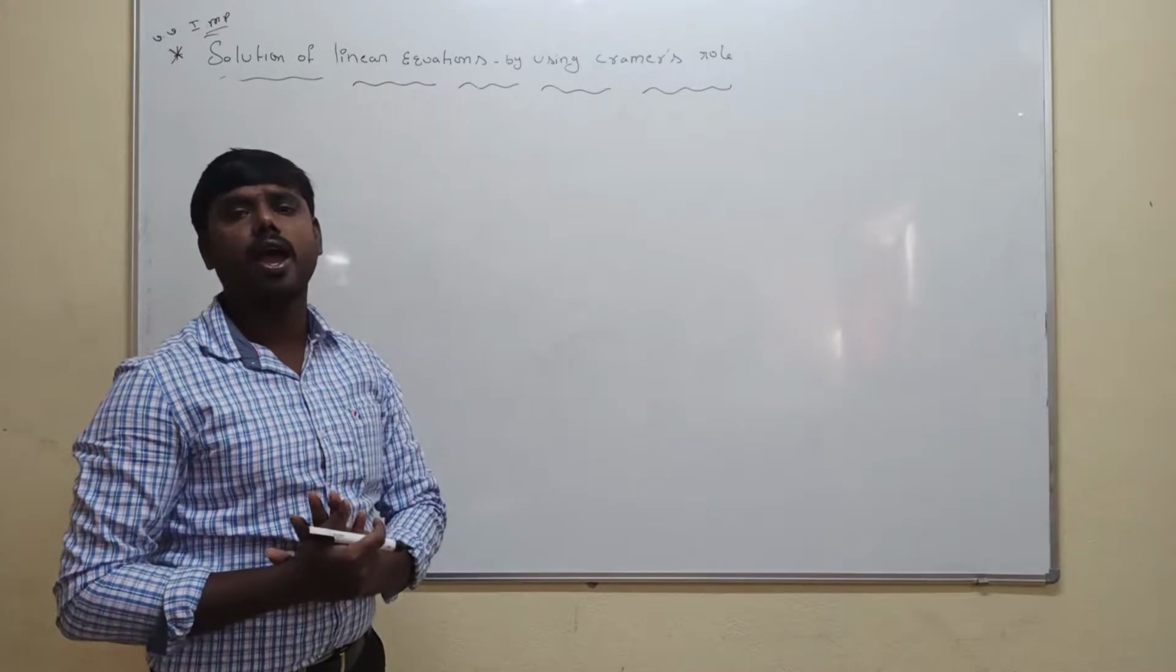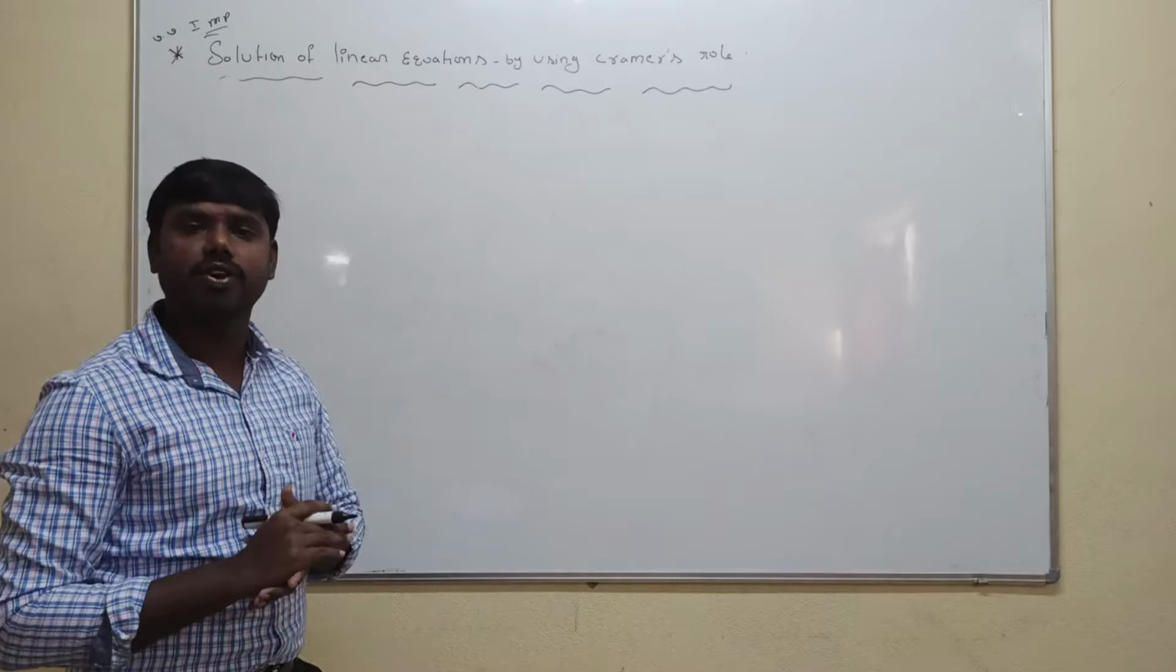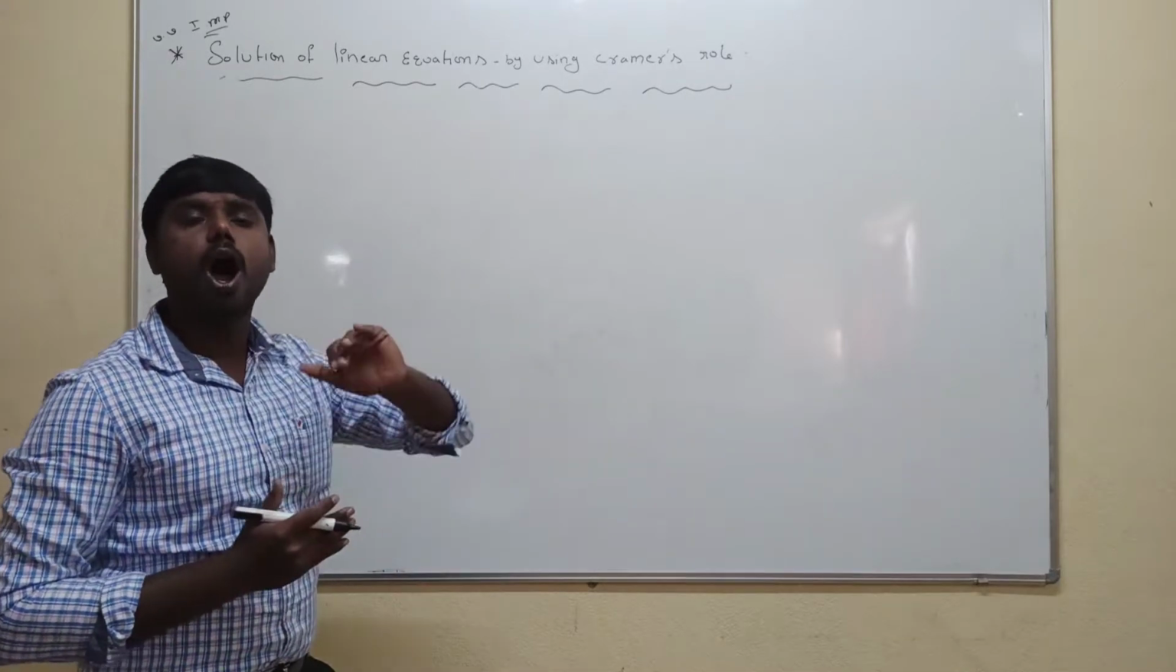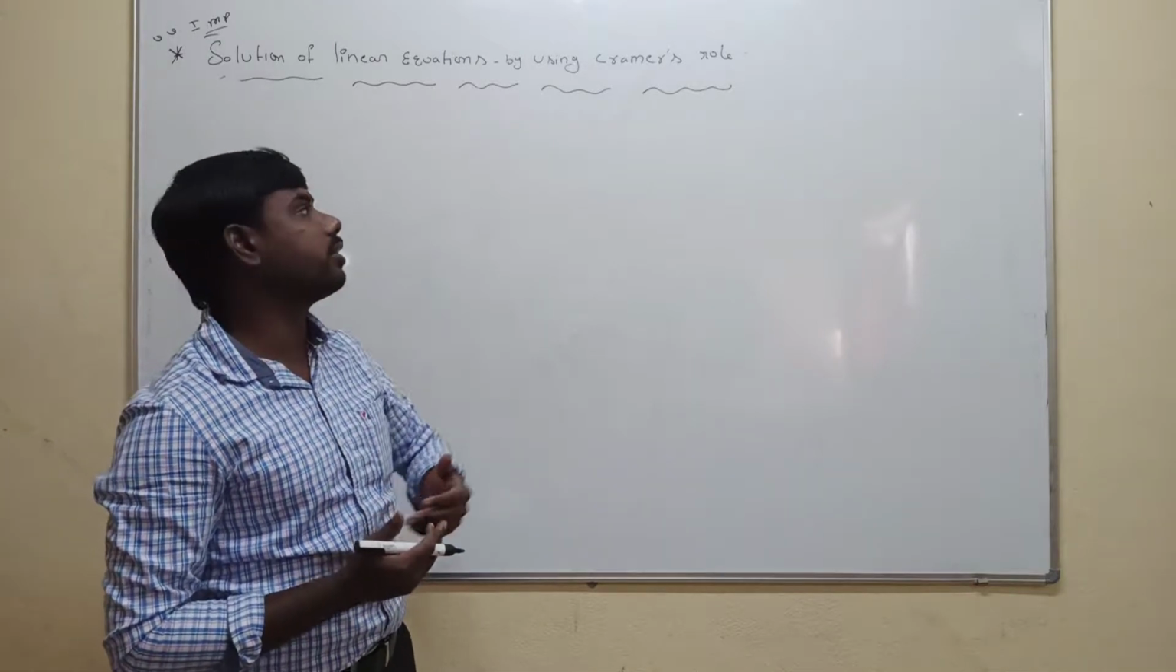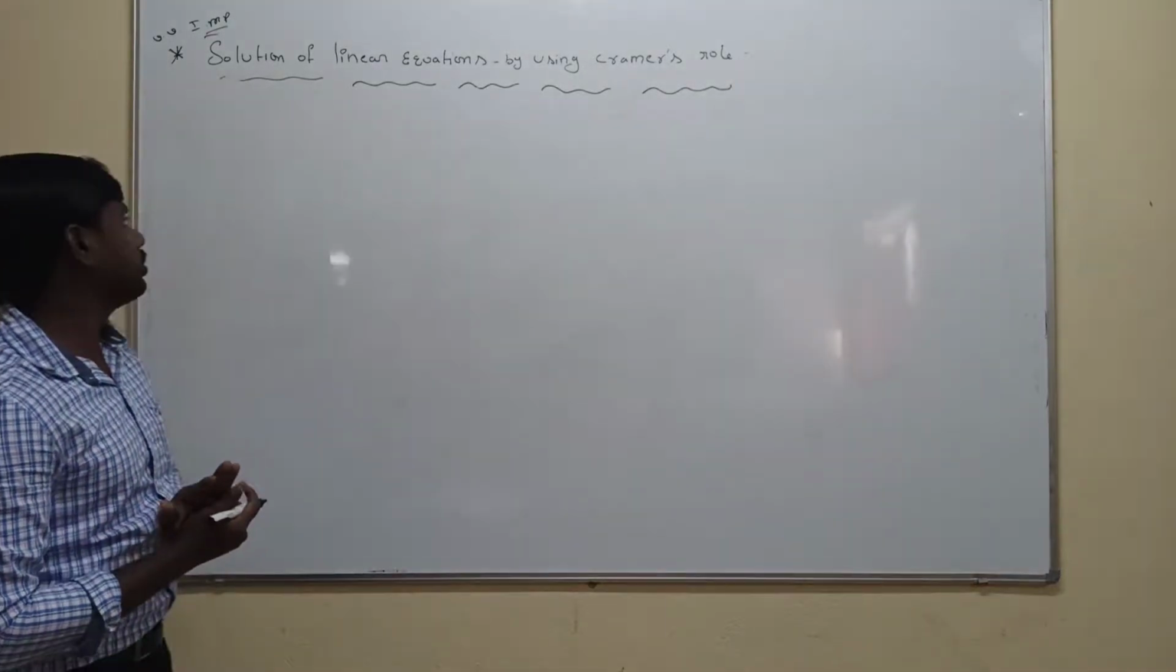How to find x and y, where two linear equations are given? By using Cramer's rule, how do we find the x and y values? What is the procedure for Cramer's rule? Let us look at the procedure.